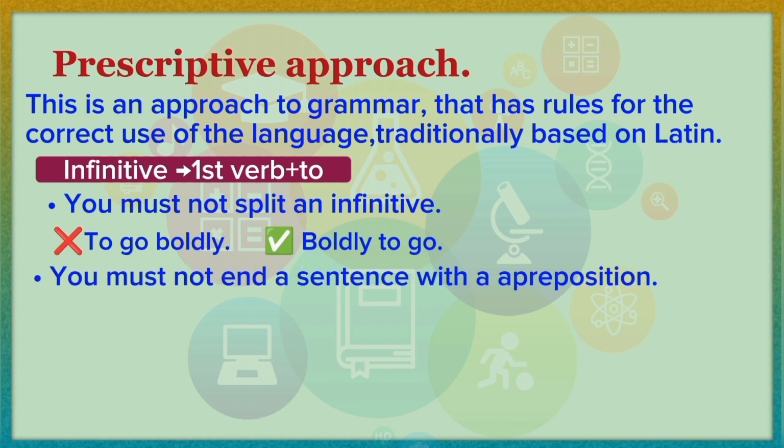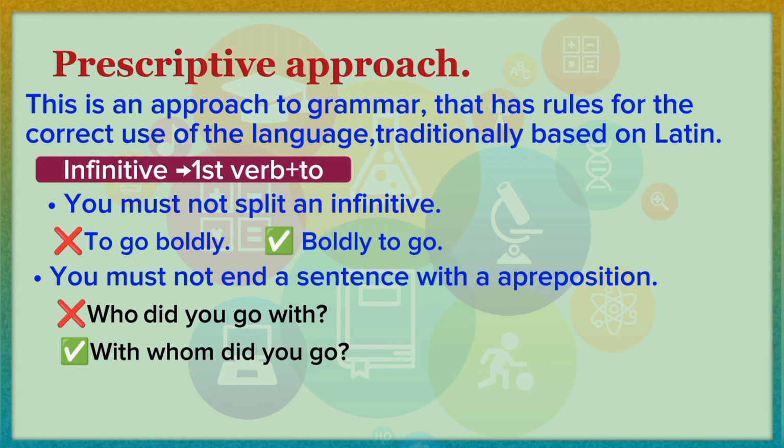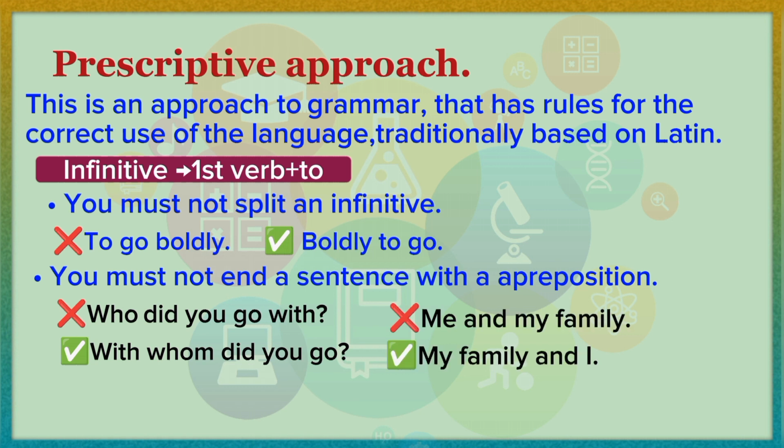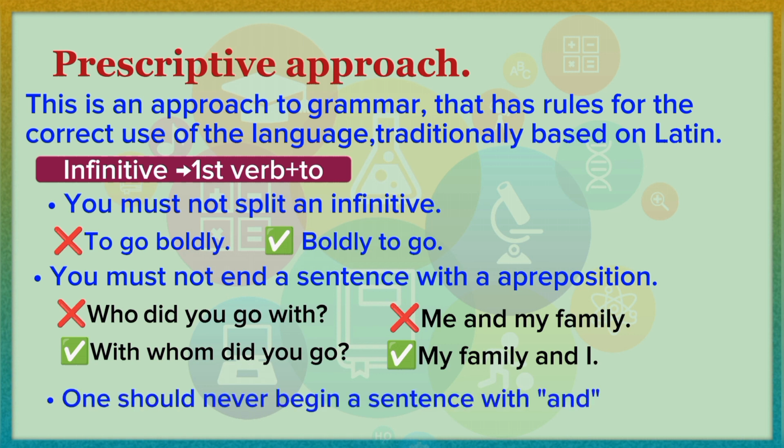Following these types of rules, traditional teachers would correct sentences like "Who did you go with?" to "With whom did you go?", making sure that the preposition "with" was not at the end of the sentence. And "me and my family" would certainly have to be corrected to "my family and I." And, in proper English writing, one should never begin a sentence with "and."